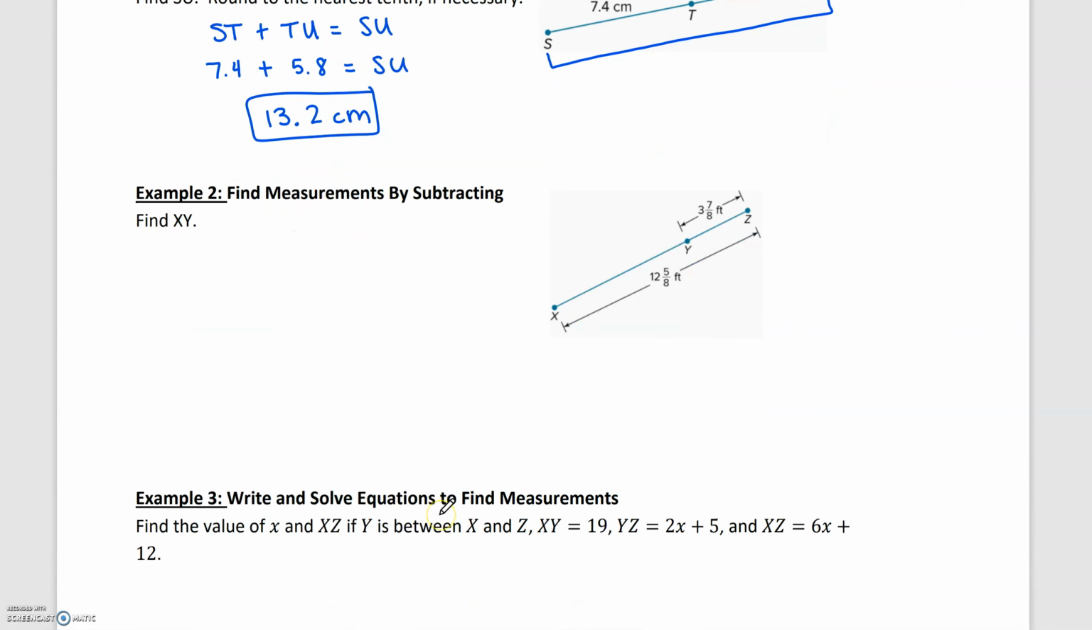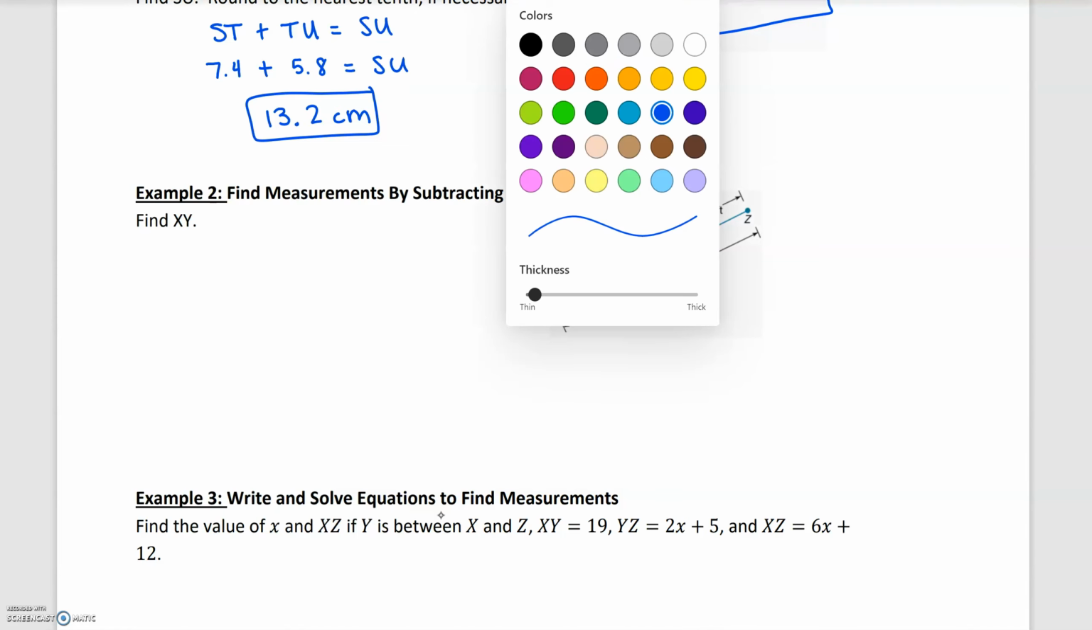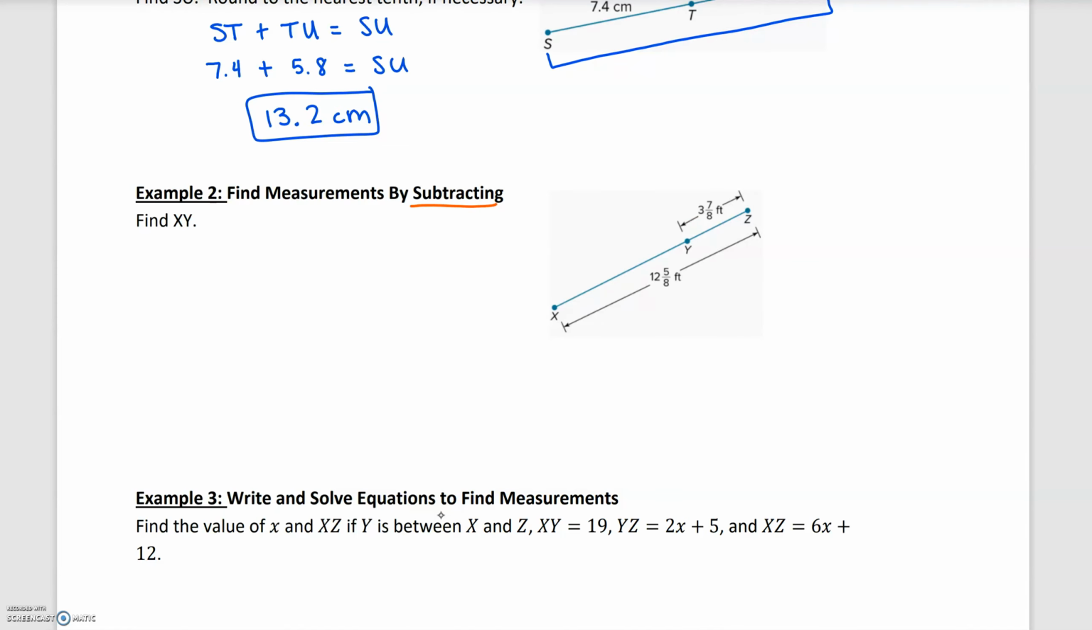What if they give us, on example 2, the total and one of the segments? How do we find the other segment? Many of you are probably thinking subtraction. Also, the directions there are kind of giving you a hint. And so on this example, we are seeing fractions. We will not see fractions on a test or a quiz, but since I'm here to guide you, we will do this one with our fractions.